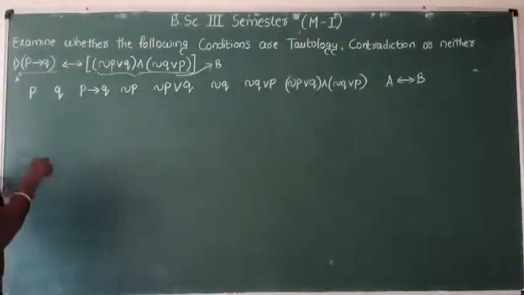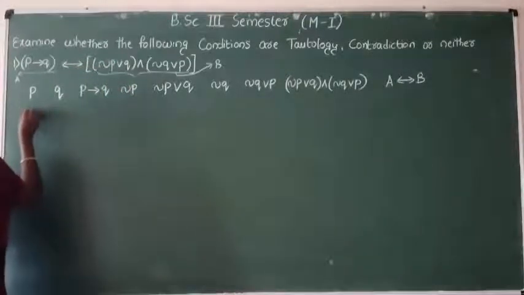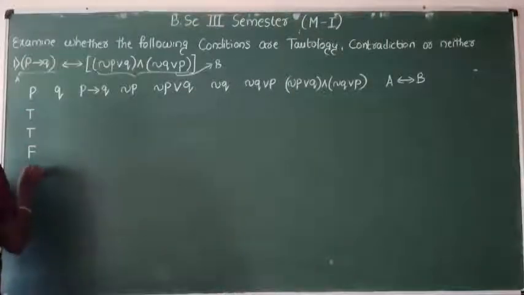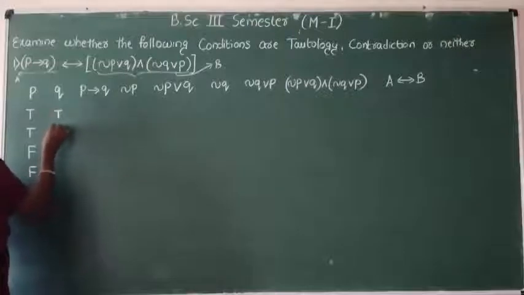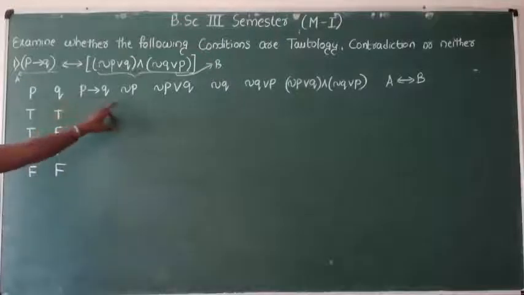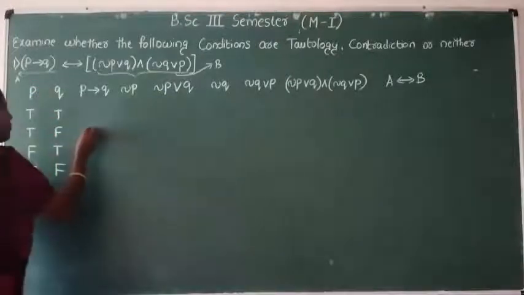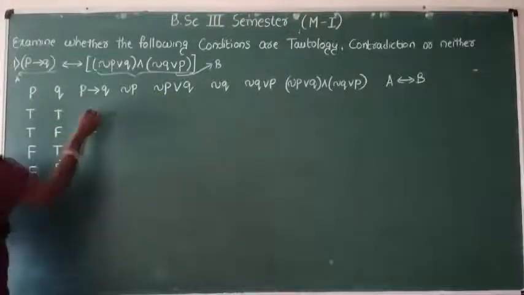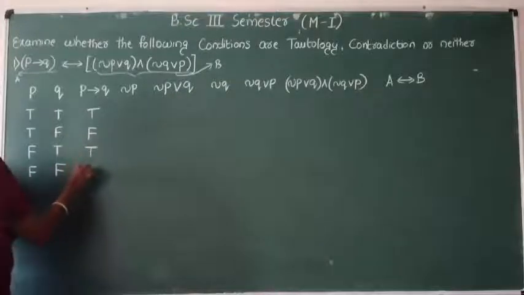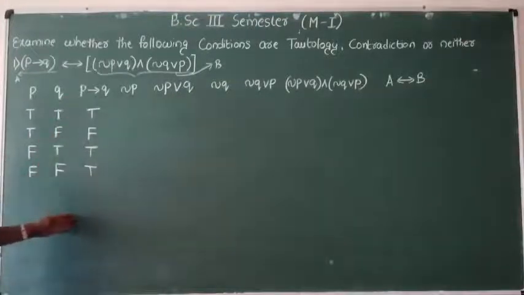Let us check. So see here. First in P condition we will take two true conditions, two false statements. In Q, one true, one false, one true, one false. P implies Q. P implies Q is nothing but, by definition of implication, if P is true and Q is false, then P implies Q is false. In other cases, it is true. Right? By definition of implication.